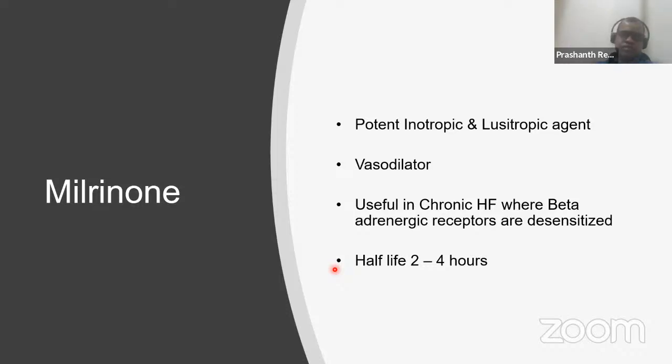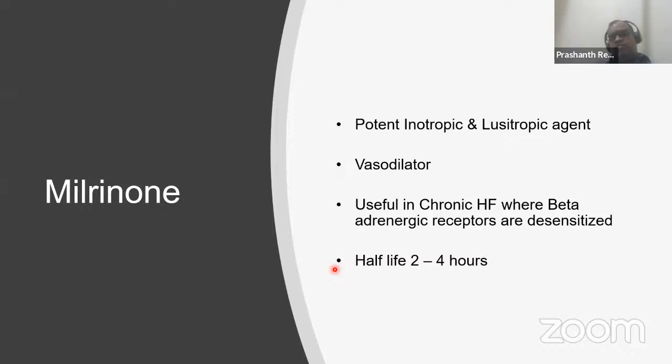So whenever you are using milrinone, it is always better to add some amount of norepinephrine as an adjuvant to maintain the alpha agonism. Otherwise, it can lead to significant hypotension. So whenever there is a chronic heart failure case, or whenever there is cardiac pump failure, dobutamine is the first agent of choice. If dobutamine is not available, milrinone is the second agent.